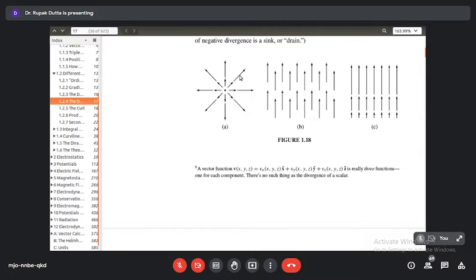Understood? Yes, sir. So that's why it is called positive divergence. However, if it is 1 by x, 1 by y kind of thing, then what will happen? Although it will point along this direction, the magnitude of that vector is actually decreasing along that direction.